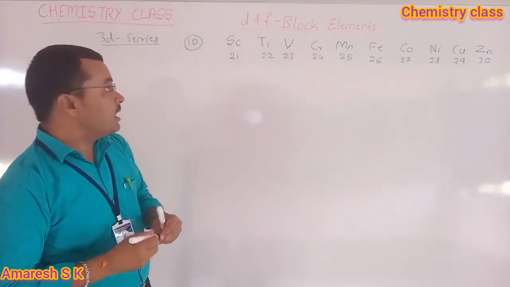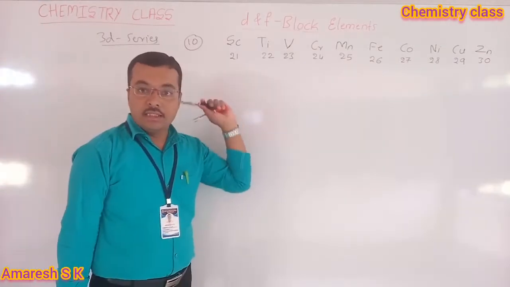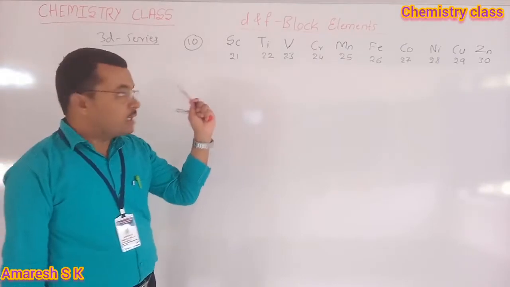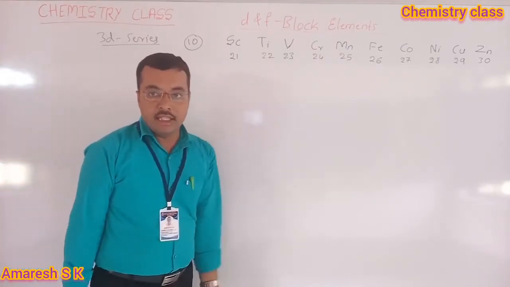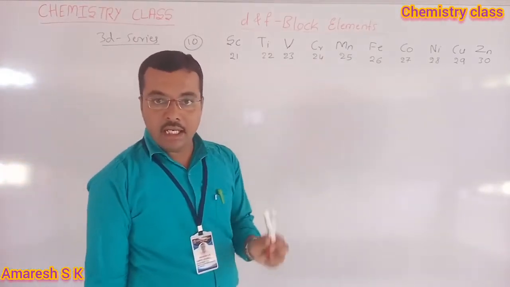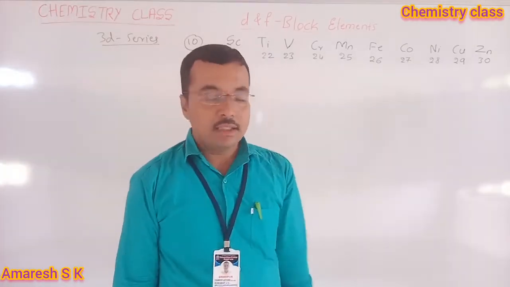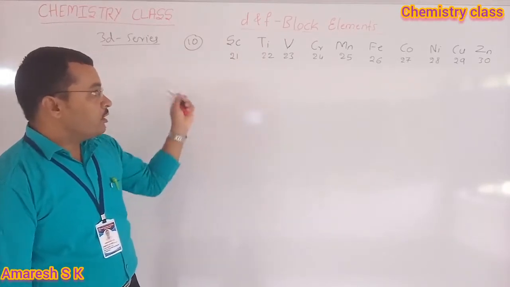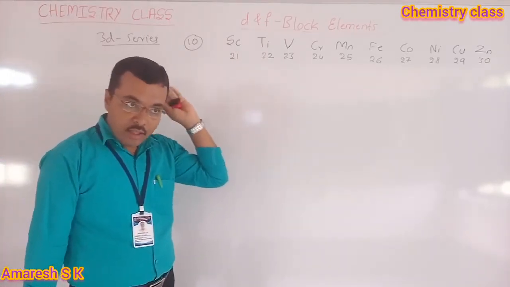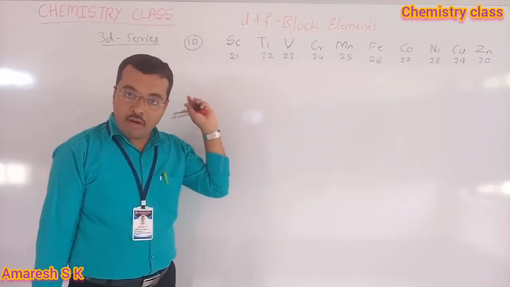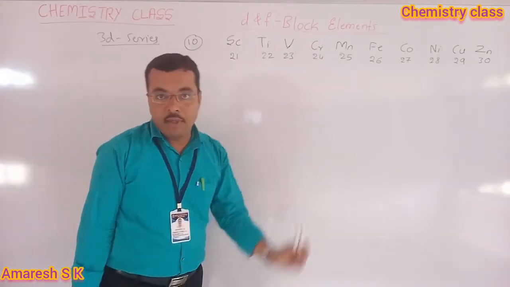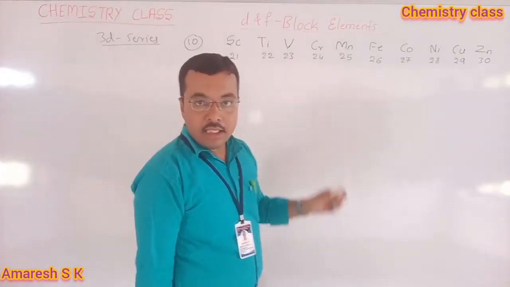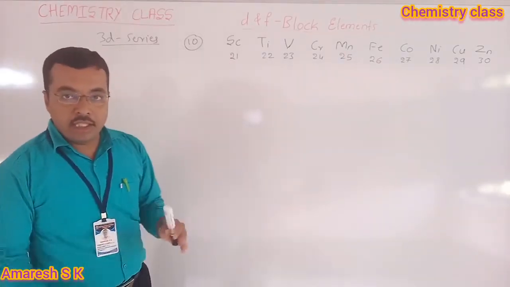And in the previous session we have also discussed the general properties or general trends of the 3D series of elements, that is, D block elements. We discussed atomic radius and ionization enthalpy. In the 3D series, the atomic radius changes. As we know, generally, as we move from left to right in the periodic table, there should be a gradual decrease in the atomic size. But in the 3D series of elements, we can observe a different case.